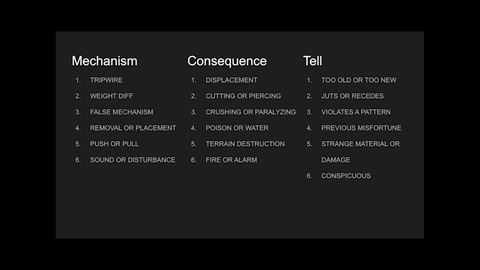For example, a weight differential could mean an Indiana Jones-style trap, where removing an idol from a plinth releases a boulder, or it could be a rickety bridge that will collapse if a PC is over a certain level of encumbrance. False mechanisms could mean fake doors that fall and crush anyone attempting to open them, or chest mimics that chomp greedy treasure hunters. Consequences are self-explanatory.